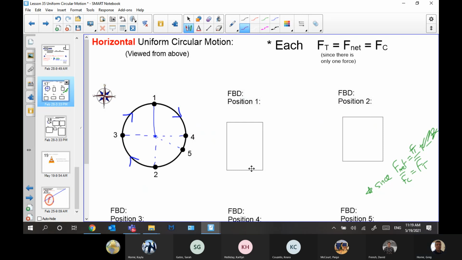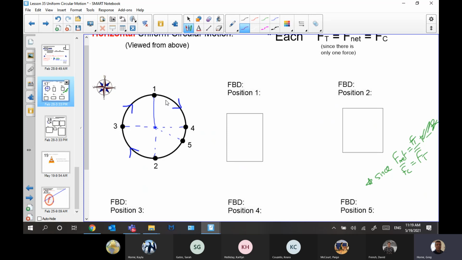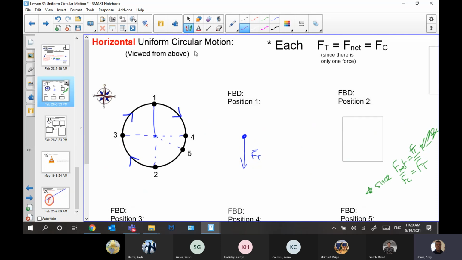So we've already done this with the bucket of water, but basically picture position 1, position 2, position 3, position 4, and position 5. Just going top, bottom as the key ones to analyze. 3 and 4 are very similar, they're going to be easy. And then 5 is weirder when you're on an angle. But in position 1, we know we have a tension force down, if we have uniform circular motion, right? This is horizontal to keep it easy. It's horizontal circular motion viewed from above.